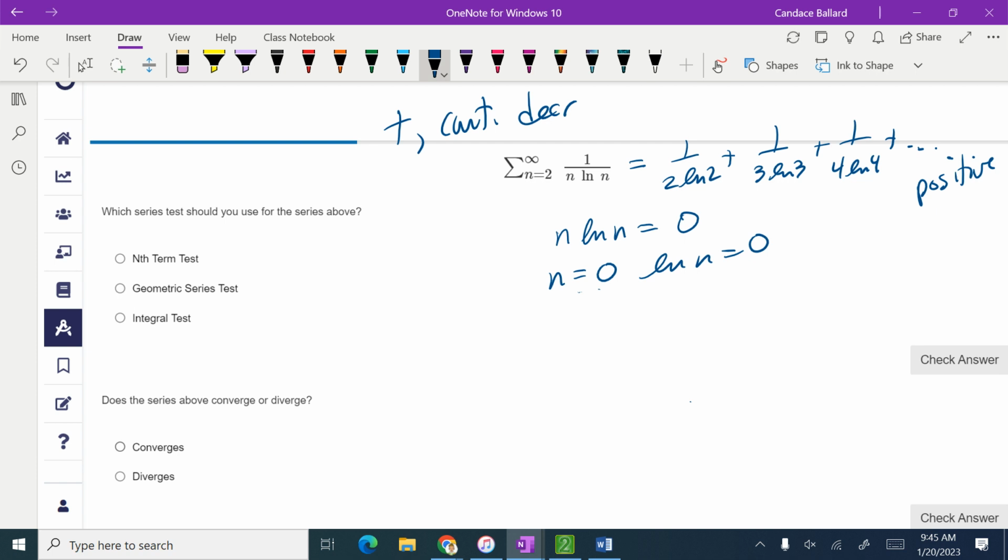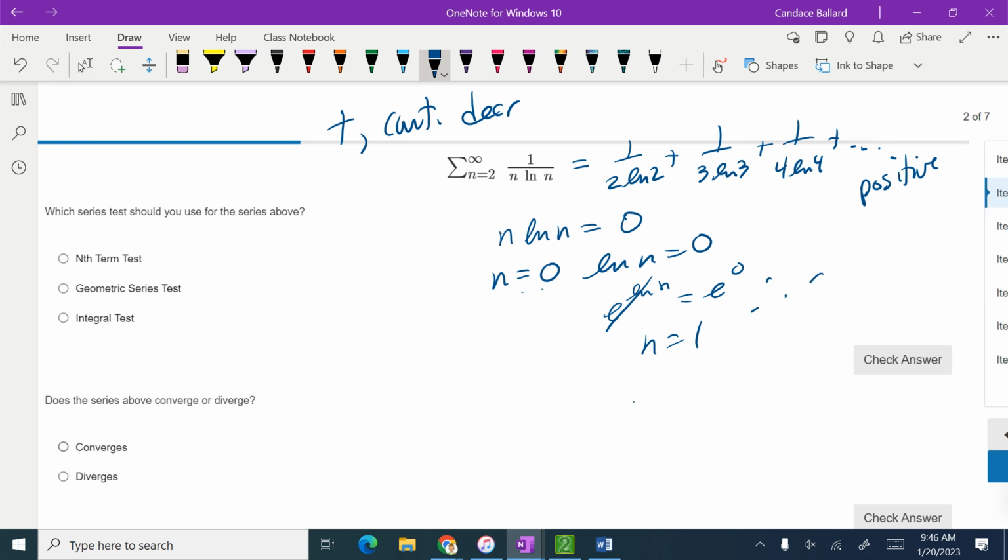Here I would probably do the e thing, right? E to the natural log of n equals e to the 0. It's been a while, right? So that means n equals 1. Is that in the interval? No, it's not. So now do we understand why it starts at 2? Because if it didn't start at 2, it wouldn't be continuous. Okay, so therefore continuous.